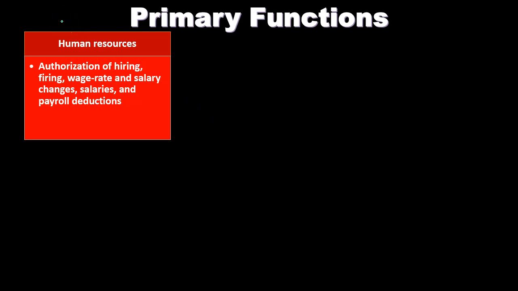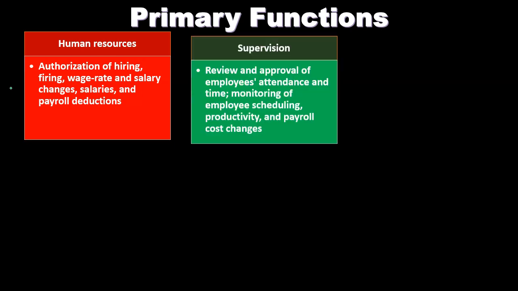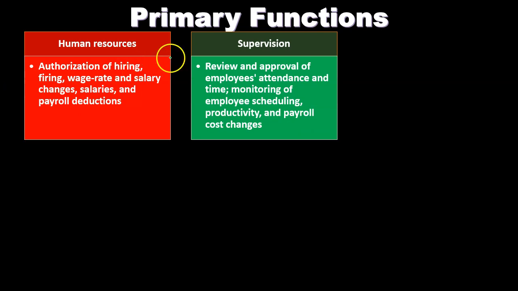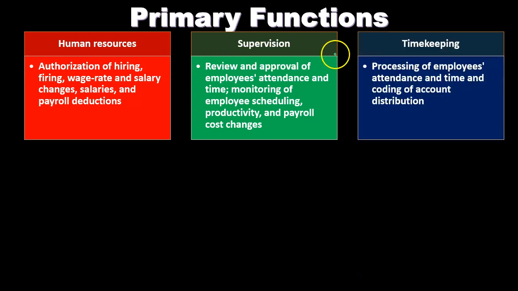Primary functions, human resources. The human resources function is the authorization of hiring, firing, wage rate and salary changes, and payroll deductions. So that's basically the human resources process. Supervision, so the function of supervision: review and approval of employees' attendance and time, monitoring of employee scheduling, productivity, and payroll cost changes. Then we have the timekeeping function: processing of employees' attendance and time, coding of account distributions.